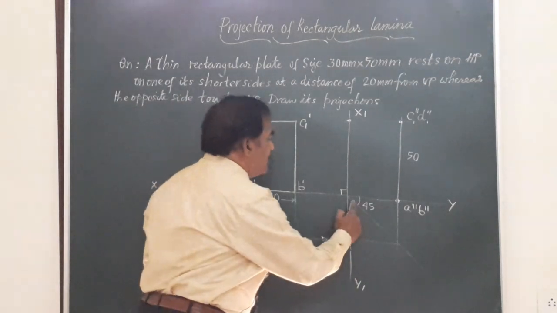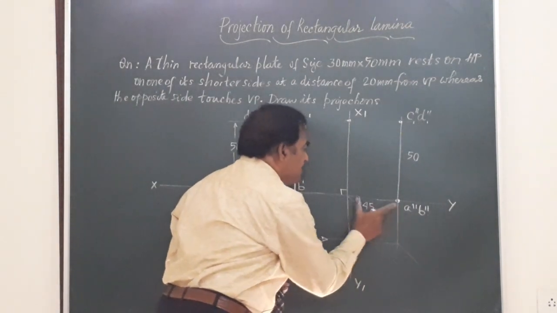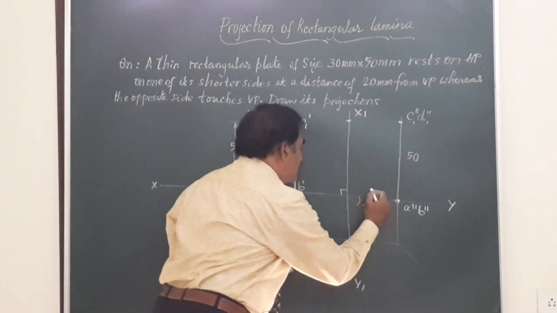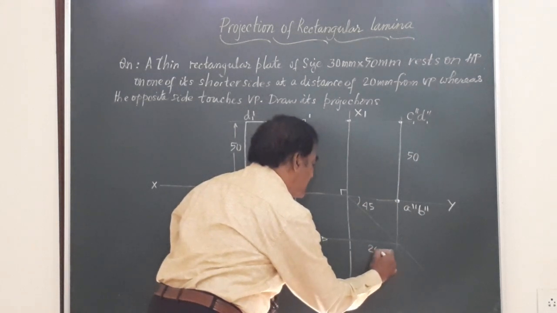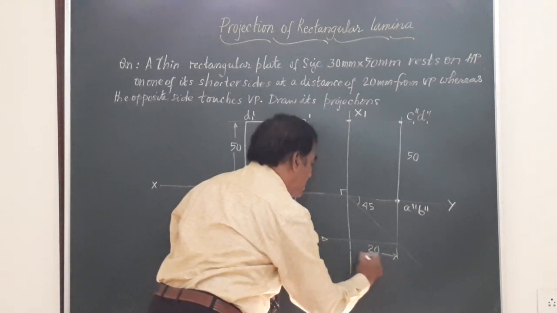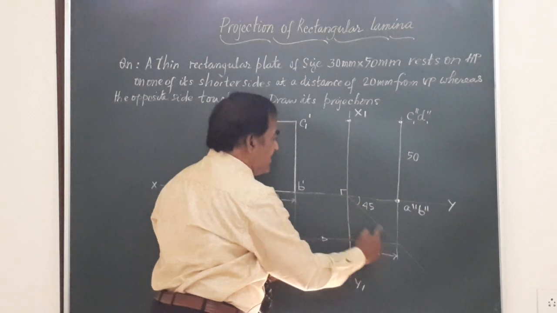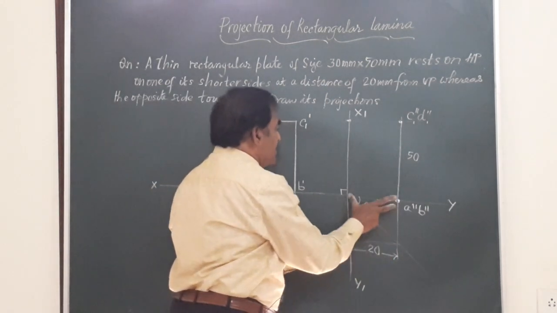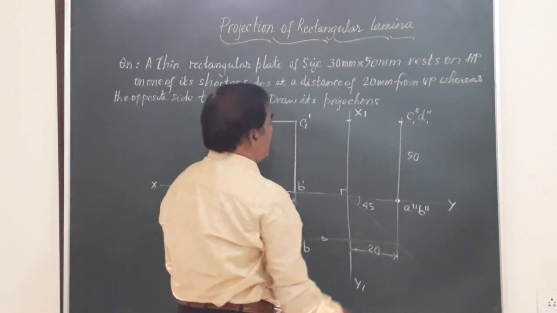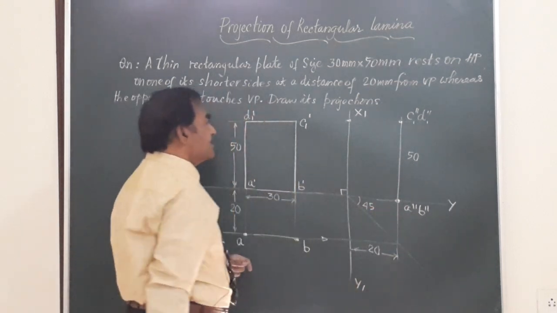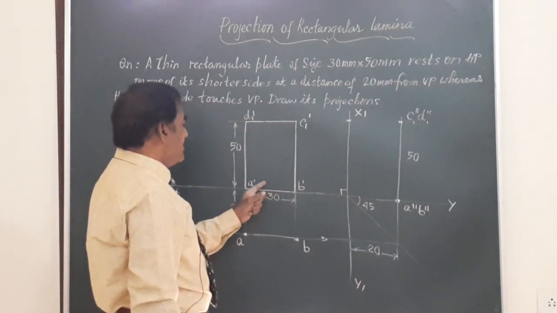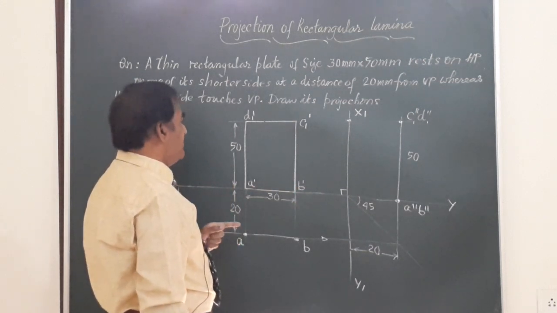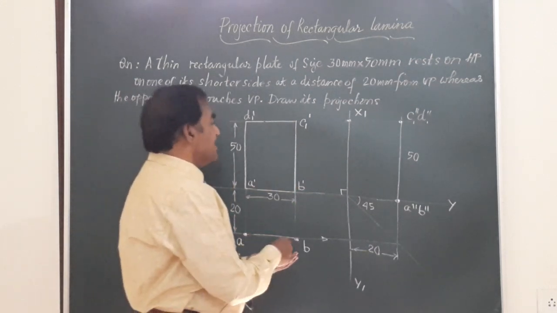Now friends, A dash B dash, the shorter edge, is at a distance of how much? 20 mm from here, and this is 45 degrees. When this is 20 mm, since it is a square, even this will be 20 mm. So the position of this edge AB is fixed both in the front view and end view. Now it was initially like this.